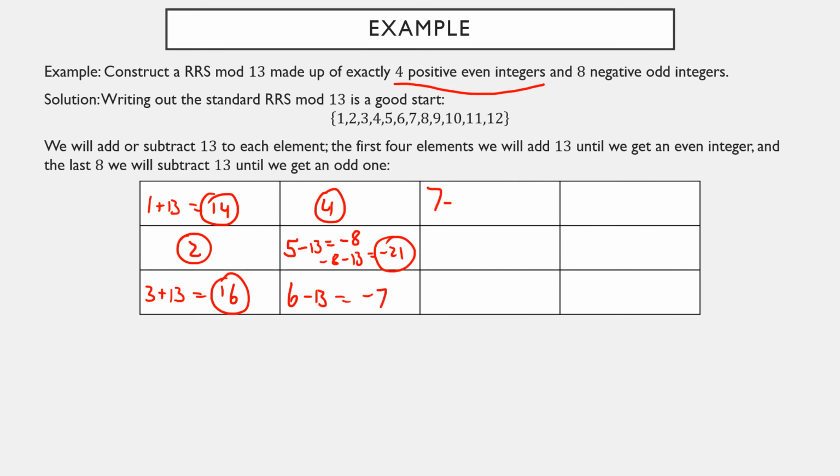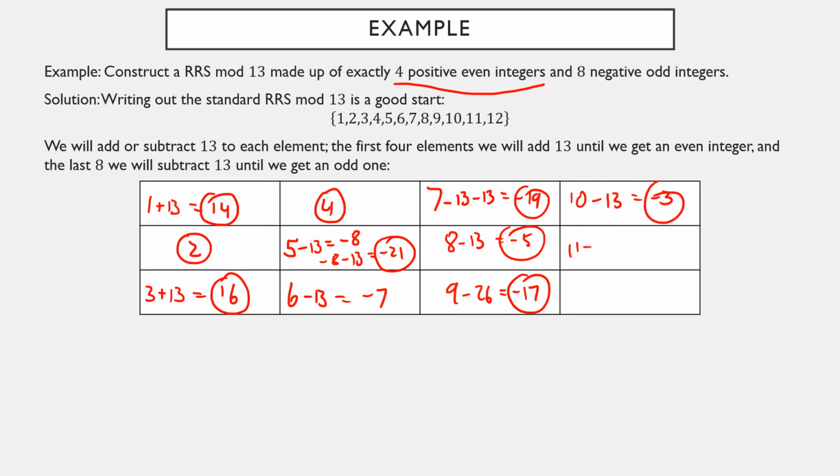7, I'm going to have to take away 13 twice. 7 minus 13 would be negative, but it's -6, which is even. So I take away 13 again, and I end up at -19. 8, I only have to take away 13 once. 9, I'm going to have to do it twice. 10, I'm only going to have to do it once. 11, I'm going to have to do it twice. And 12, I only have to do it once. So there we have it.